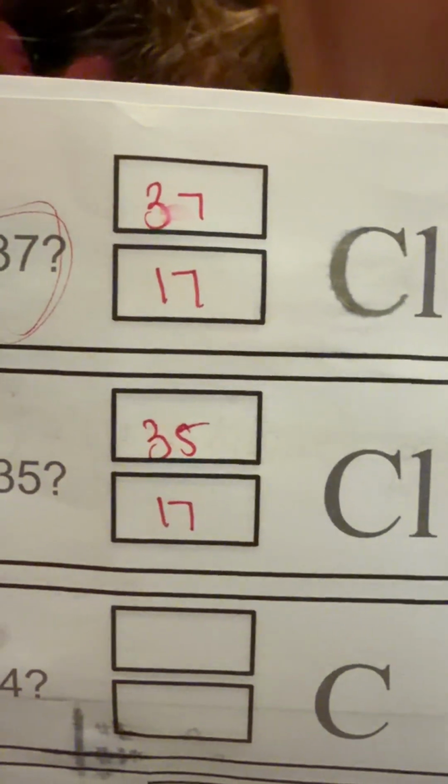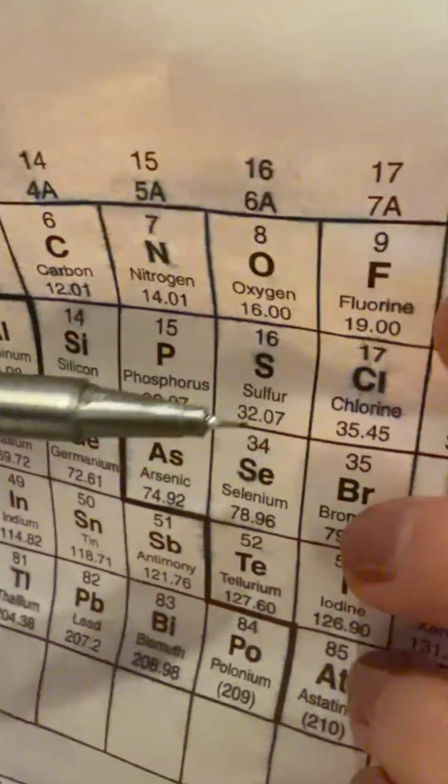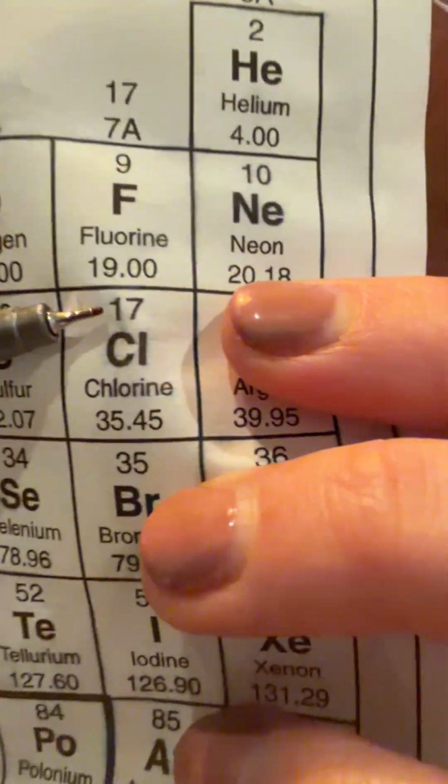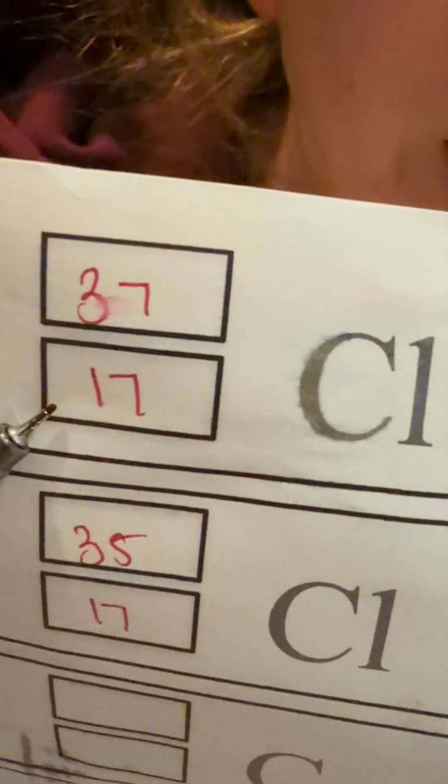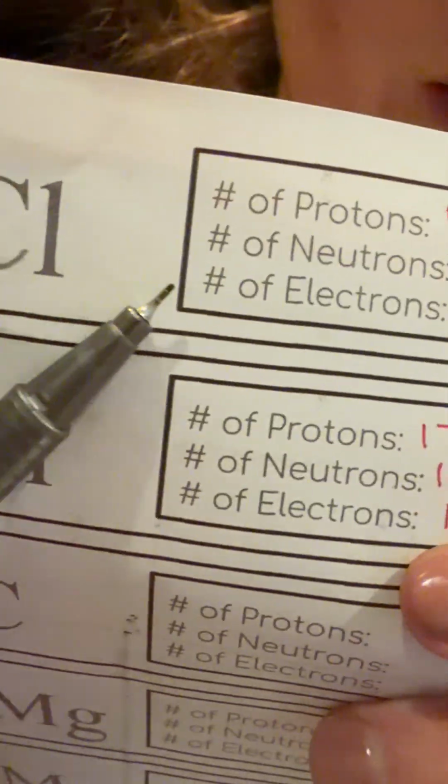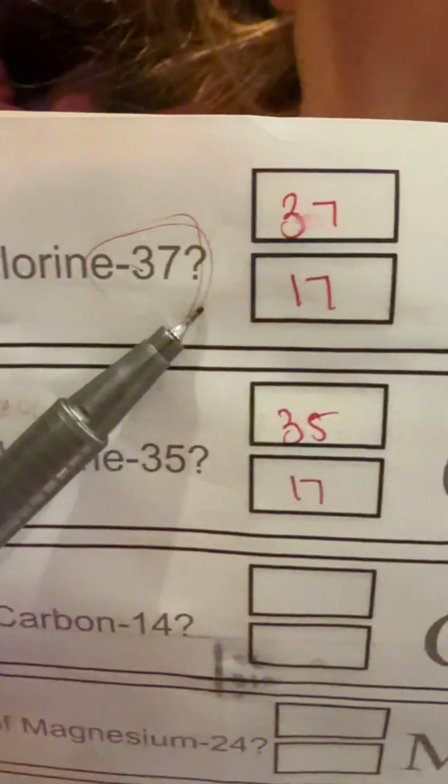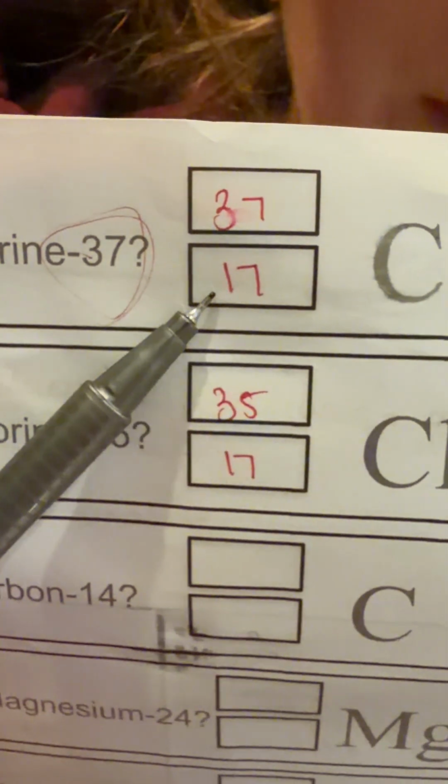And then this 17 comes straight from the periodic table. Chlorine has an atomic number of 17. And that's what it's asking for here. It's just asking for the atomic number, aka the number of protons. So 37 comes straight from the name, that's the mass number, and 17 comes from the atomic number. So I can actually write that. So this is the mass number, and this is the atomic number.